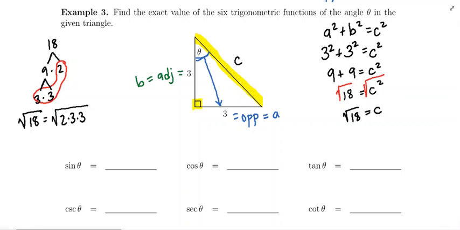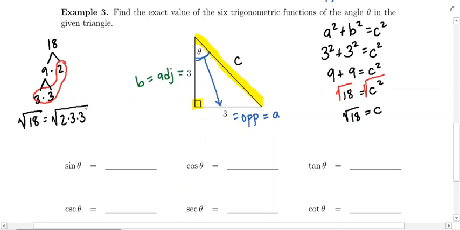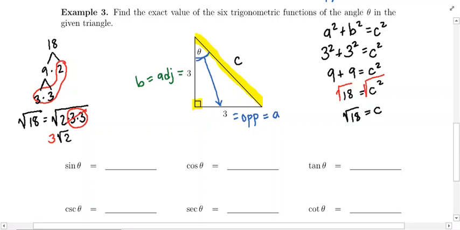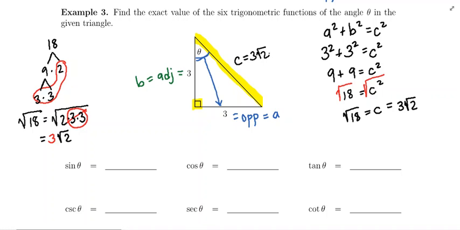Once we have it written like this, you go looking for pairs. Under the radical, we've got a pair of 3s, so one of them comes out, and it leaves just a single 2 underneath the square root. So the square root of 18 is the same thing as 3 square root of 2. That's going to be the c value here. You should always simplify your square roots if you can. Now we've got the hypotenuse. We know the length of all 3 sides, so we can start forming the trig ratios.